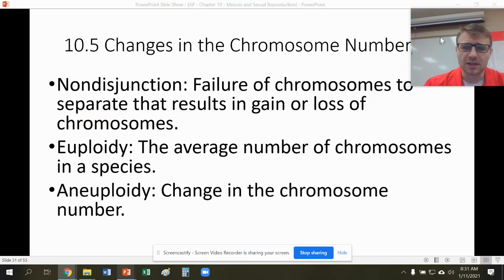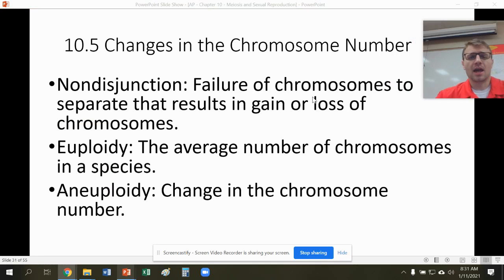All right, so nondisjunction is the failure of chromosomes to separate. And what happens here is that you get an increase or a decrease in number of chromosomes. So you either get 47, 48, or 45, or 44.